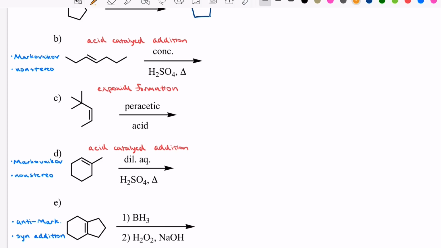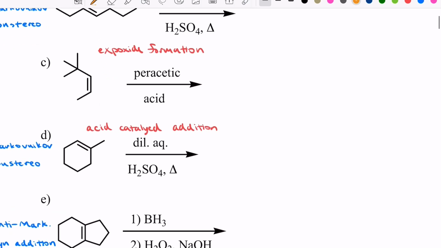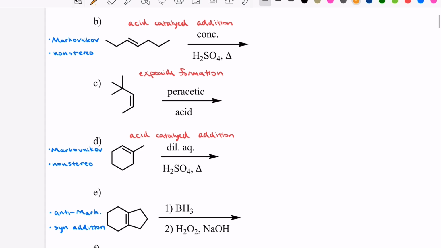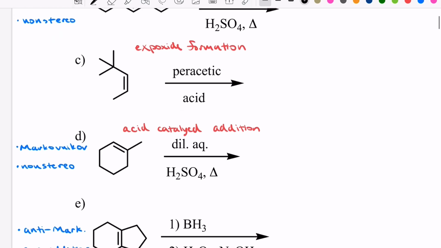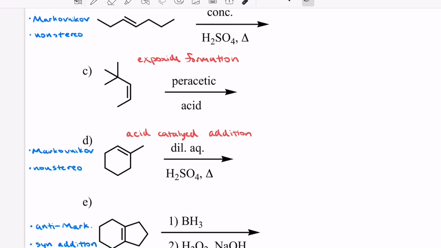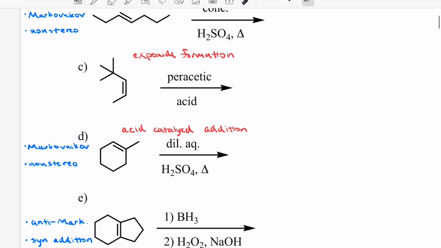Letter D, acid catalyzed addition, or something analogous to that. Two things about this reaction that you need to know. This is Markovnikov, and this is non-stereospecific. Markovnikov means we're going to add our group across the most substituted side of the alkene, which in this case is the right side, because there's two carbon chains as opposed to one carbon chain. This also is non-stereospecific, so you can get both syn and anti-addition of your group that's being added.